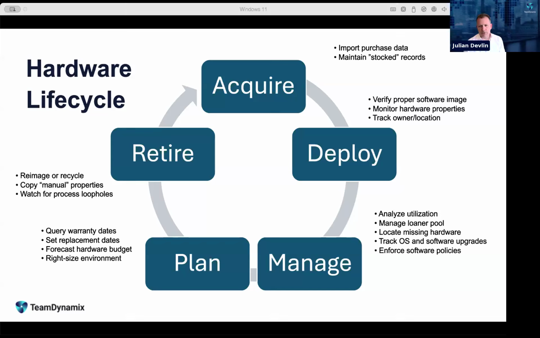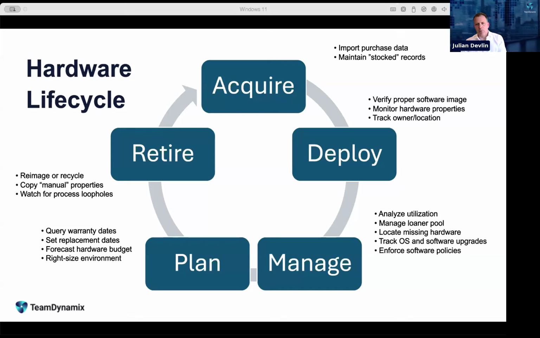Again, the manage stage is often some of the most interesting because once it's out there and being used, you don't have visibility unless you have a product that gives you that visibility. But when you have the visibility, you want to look at things like utilization. You might have a loaner pool that you need to keep track of, so it's actively in use, but briefly going in and out and being given to different people. If it goes missing while it's being managed, you want to be able to locate it. You want to be able to figure out why it's missing or where it is.